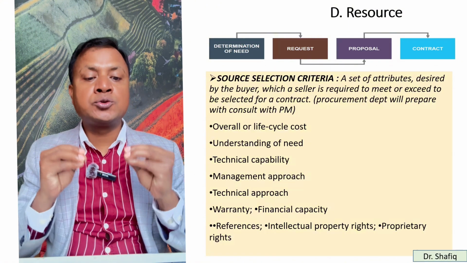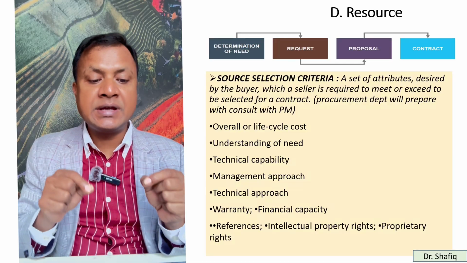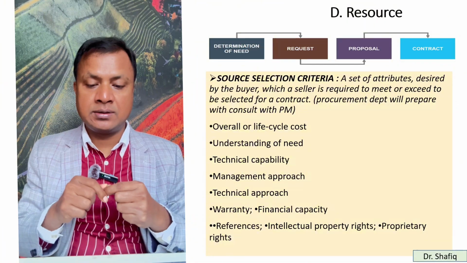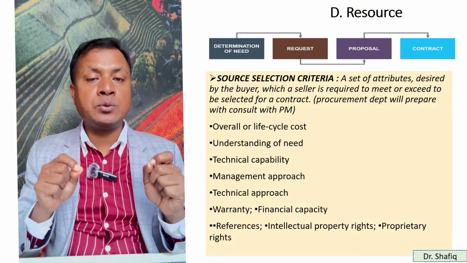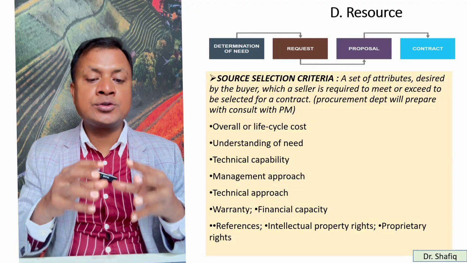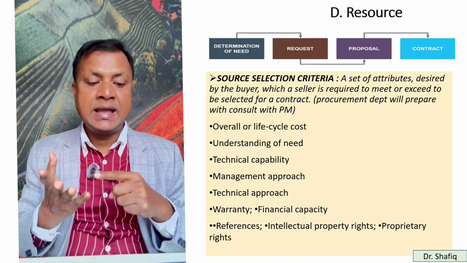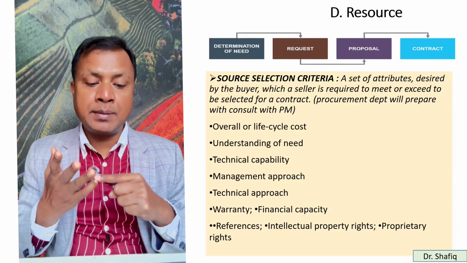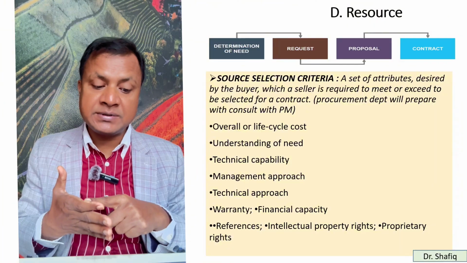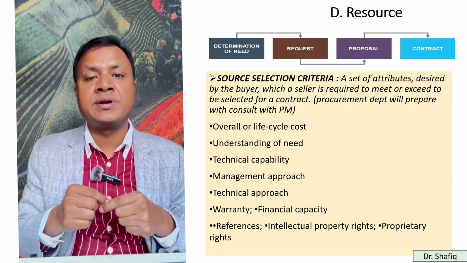So what will be the source selection criteria? Source selection criteria is a set of attributes desired by the buyer which a seller is required to meet or exceed to be selected for a contract. So procurement department will prepare in consultation with the project manager. So in deciding source selection criteria, we have to keep in mind overall life cycle cost, understanding of the need, technical capability, management approaches, technical approach, warranty, financial capacity, and references, especially the intellectual property rights and property rights, everything.